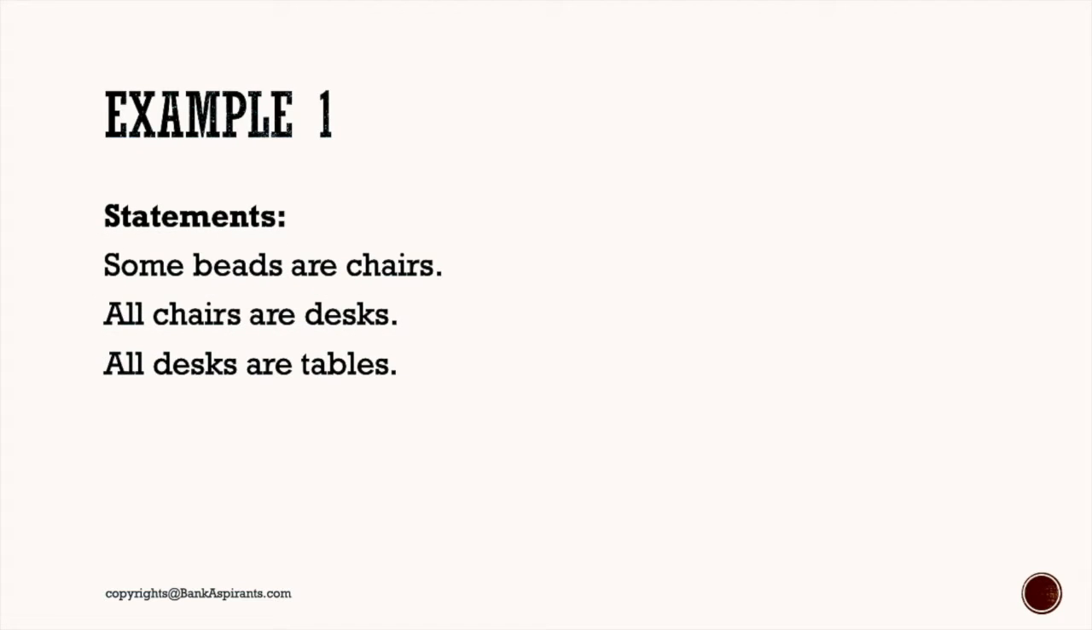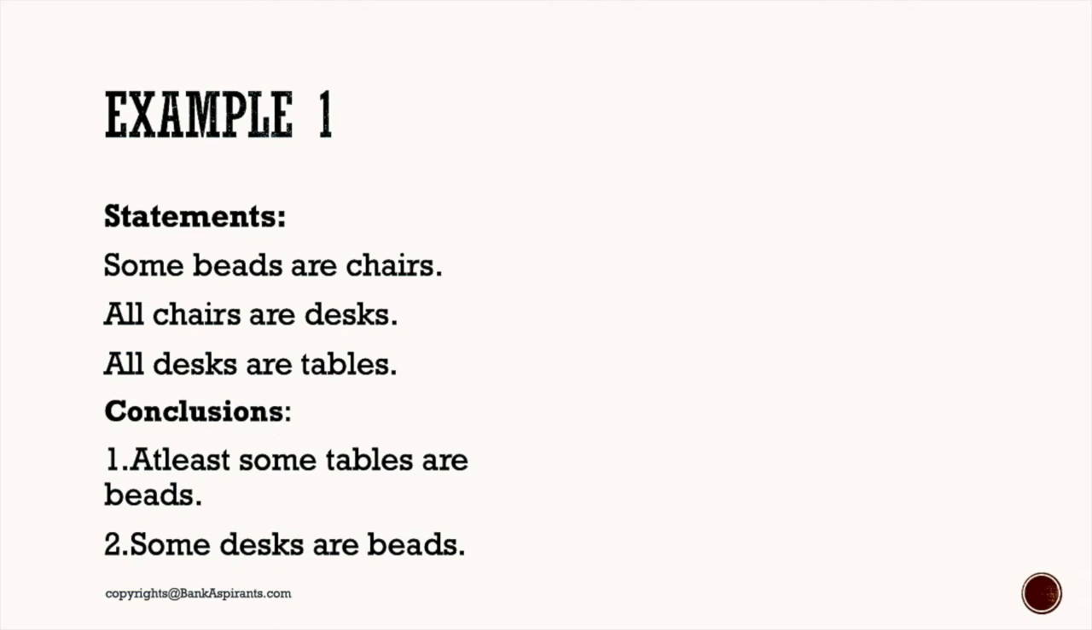Okay, now let's solve some examples. Have you been all clear with these rules? Now let's solve some examples. You will be very much clear if you solve this statement. Some beds are chairs, all chairs are desks, and all desks are tables. The conclusions: at least some tables are beds, and some desks are beds. This will be the actual question. This is what the question is.